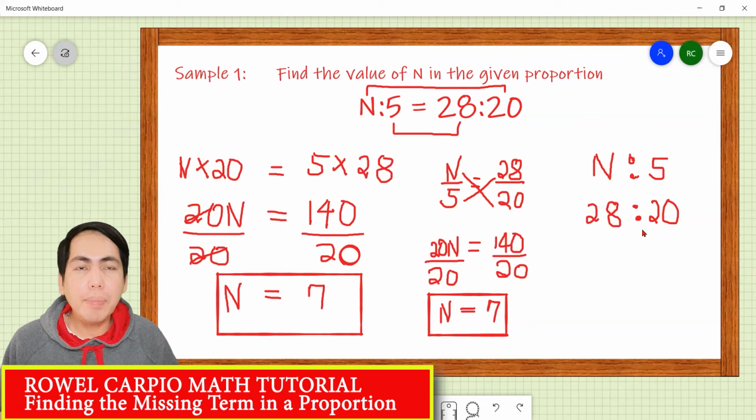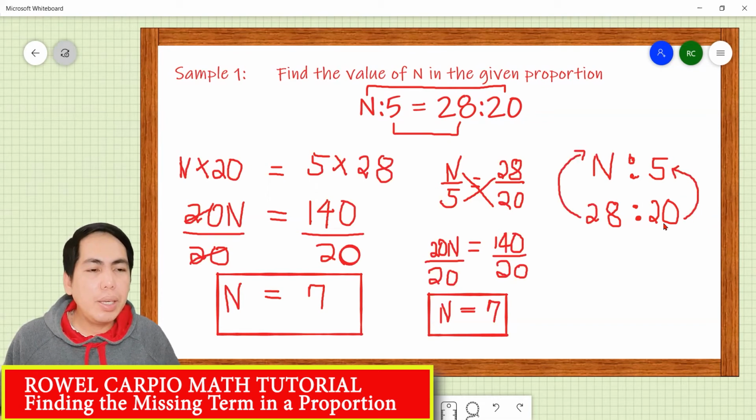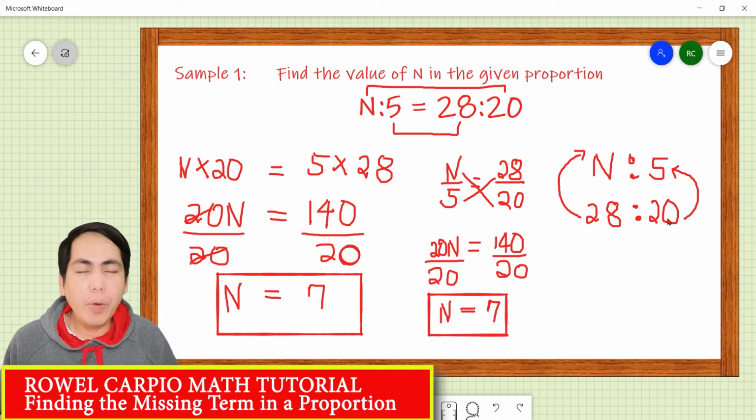Since the missing term is on top, we have to move from bottom to top. So let us begin with this 5 and 20. We have to think of a number by which, when we divide 20, will give us 5, and that number is 4. Because 20 divided by 4 will give us 5.